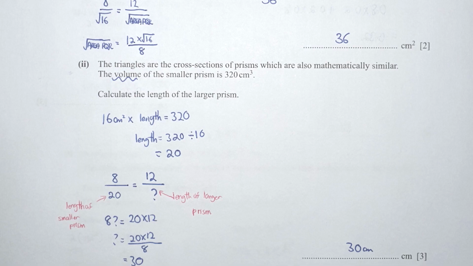As for part 2, they gave us the volume of the smaller prism, which is 320. But this doesn't help at all because they're looking for the length of the large prism. So some thinking is required: you take the area, multiply the length, equals 320. Through this calculation, you will know the length of the small prism is actually 20. So comparing the sides, 8 over 20 equals 12 over unknown. After the calculation, you get 30 centimeters. This is the most effective way to solve this part A number 2.